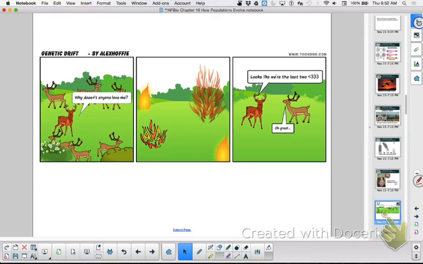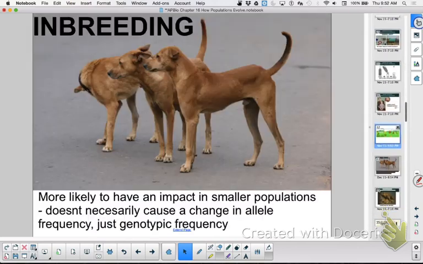All right, and then the next two kind of overlap, but it's about inbreeding, and I wouldn't recommend it. But inbreeding is going to have a higher impact on smaller populations. It doesn't necessarily change the allele frequency. It just combines them in a particular way or a particular fashion. It could change the genotype, but not actually change the allele frequency. So inbreeding, mating with relatives, doesn't affect the allele frequency, but can ultimately affect the genotypes.